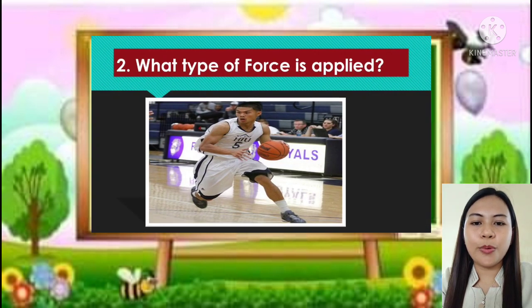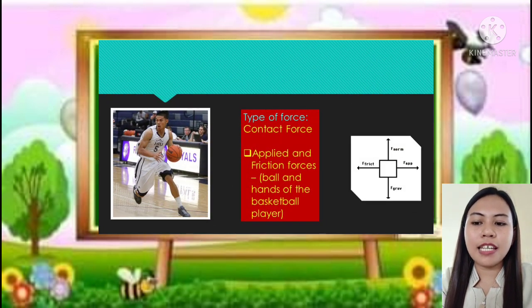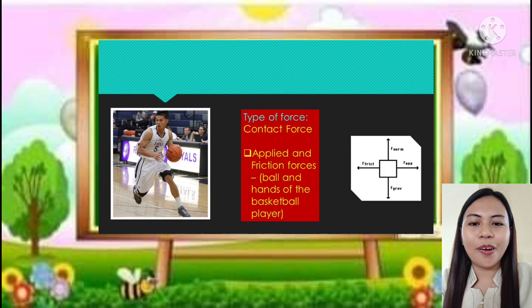In picture number 2, we have here a basketball game. So what do you think are the forces that can be applied to this picture? Okay, you're right. It is contact force again. And we have here the free body diagram. First are the applied and friction forces between the ball and the hands of the basketball player.